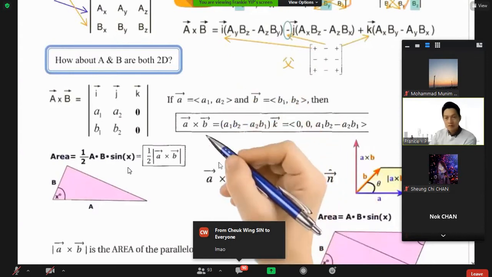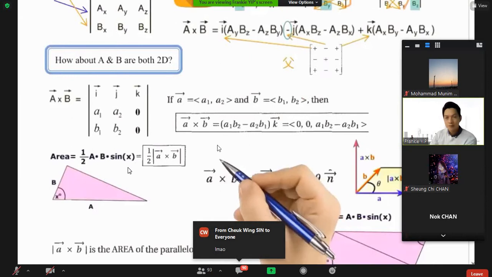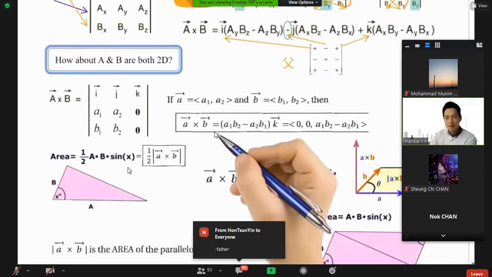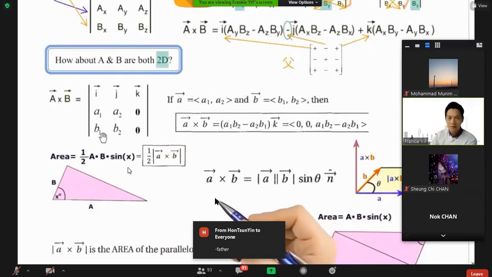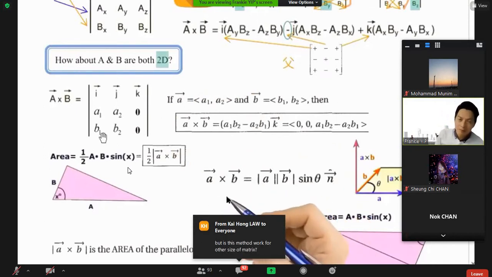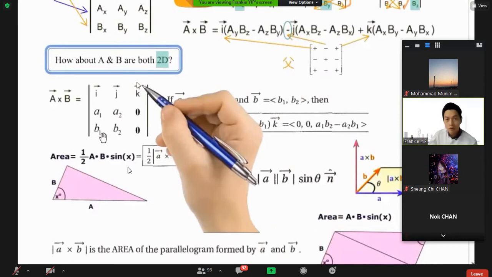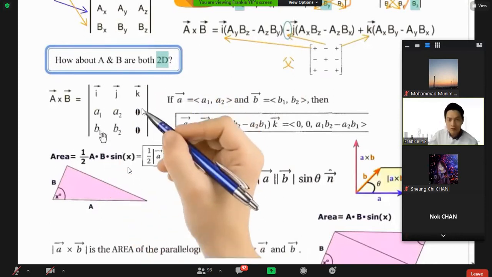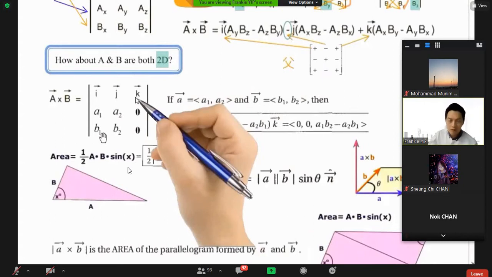So let's see a real case on the calculation of area. How about when A and B are both 2D? If it is 2D, we can ignore the k coefficient. But you also need to keep the 3 by 3 matrix. Don't remove this. Don't think about a 2 by 2 matrix.